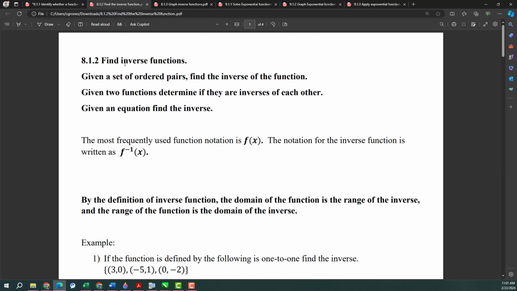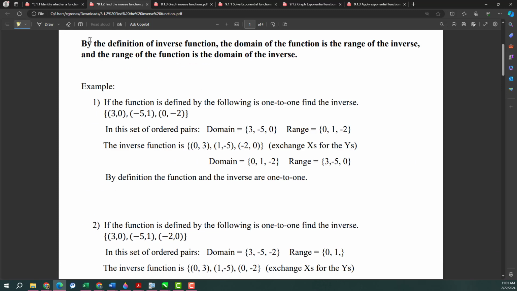For 8.2, we are going to find inverse functions. Given a set of ordered pairs, we'll find the inverse of the function. Given two functions, we will determine if they are inverses of each other, and then we'll be given an equation and be asked to find the inverse. By the definition of inverse function, the domain of the function is the range of the inverse, and the range of the function is the domain of the inverse.